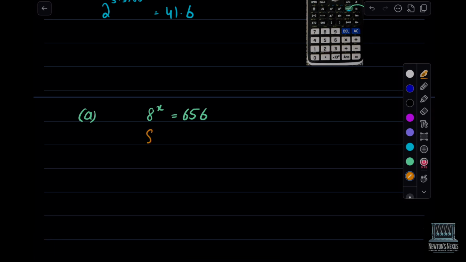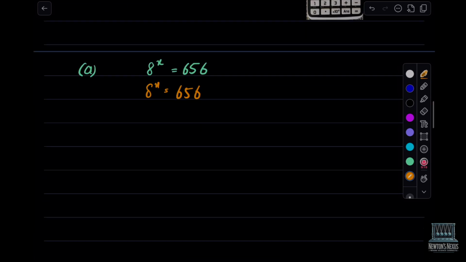So 8^x is equal to 656. The first step which you must follow is write log on the right hand side and follow the arrow pattern. Now what is the arrow pattern? Well, we're going to dive into that.